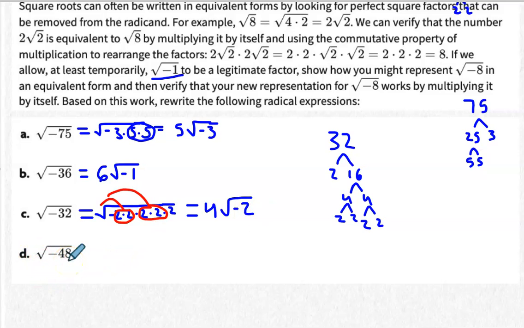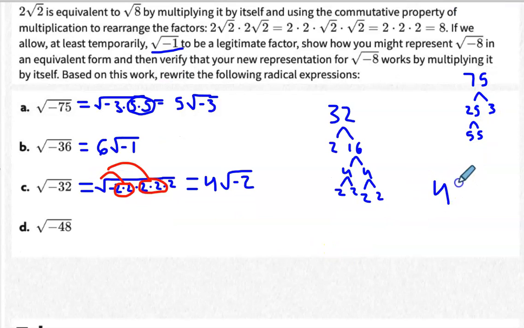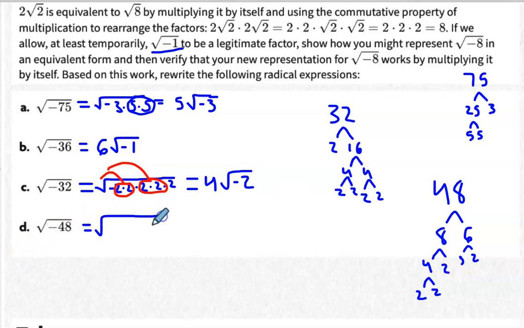All right, last one here, square root of negative 48. So same idea, we're going to break down 48. So 48 is 8 times 6. 6 is 3 and 2. 8 is 4 and 2. 4 is 2 and 2. So I have 1, 2, 3, 4 2's and a 3. So I have negative 1, 2, 3, 4, and my 3.